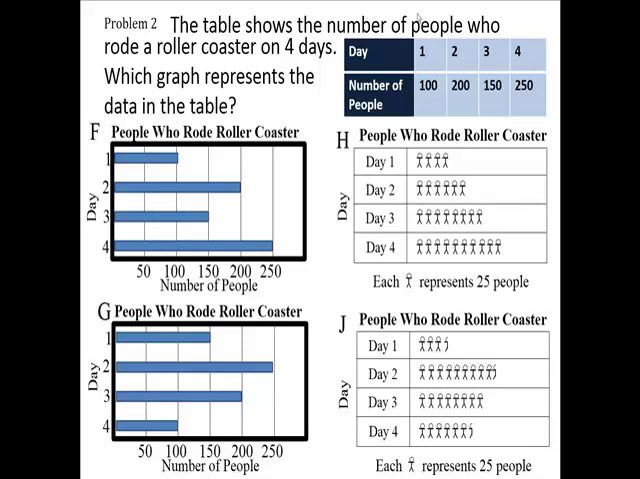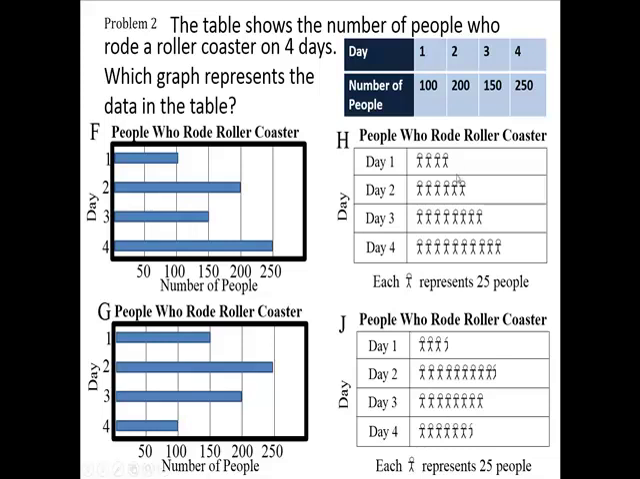The table shows the number of people who rode a roller coaster on 4 days. We're talking about this table. And which graph represents the data in the table? We have 4 different graphs here. F and G are bar graphs, and H and J are pictographs.